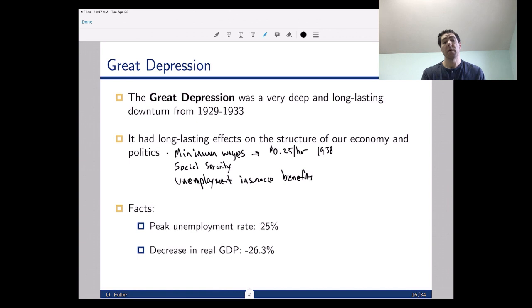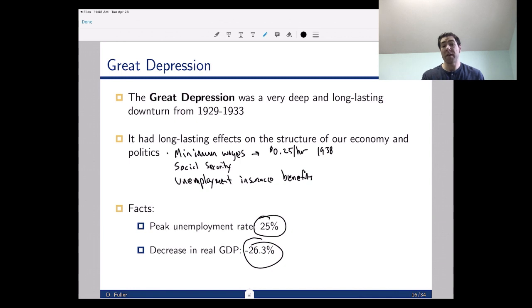Well, how big was it? The previous graph I showed kind of shows that. But in terms of the unemployment rate, it hit a peak of 25%, pretty close to 1933 when it hit that peak. And so think about that. 25% meant that basically 1 out of 4 people engaged in the labor market was unemployed. Now that's quite a bit, right? So 1 out of 4 people was out of work. And the decrease in real GDP associated with that was also fairly large, almost 30%. So real GDP went down by 30% over this period of time.